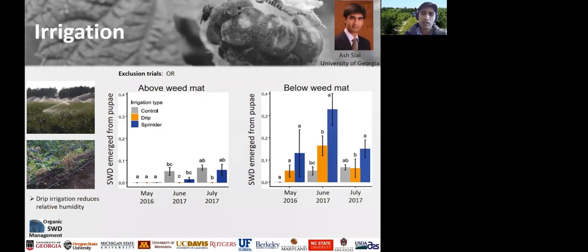As I pointed out earlier, SWD is very sensitive to low humidity. So this comparison of the two irrigation systems showed that the SWD fly emergence was lower in the field where drip irrigation system was used as compared to the fields where overhead sprinkler irrigation system was used. Next, please.